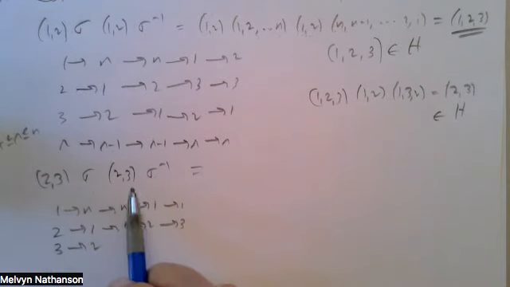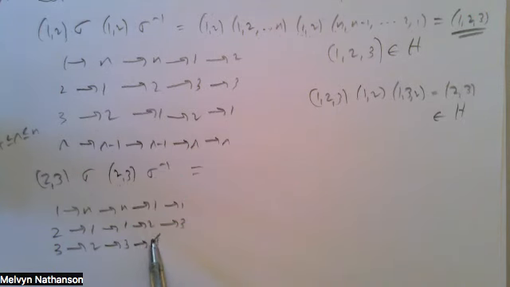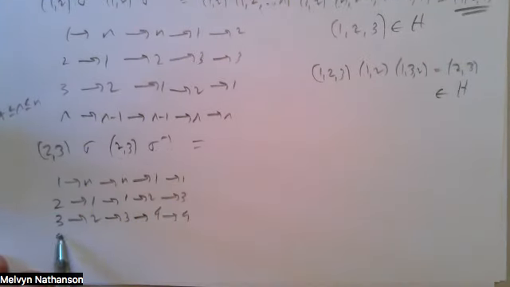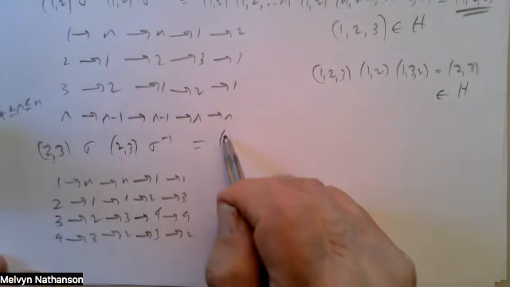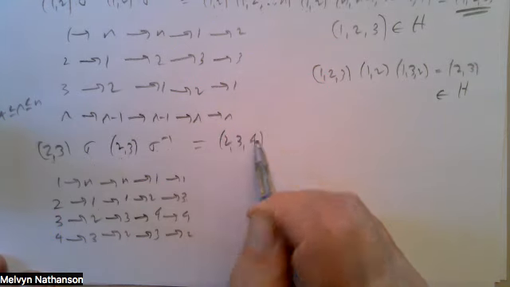3 goes to 2, 2 goes to 3, 3 goes to 4, 4 goes to 4. So 2 goes to 3, 3 goes to 4. What about 4? 4 goes to 3, goes to 2, goes to 3, goes to 2. So here we have a little cycle. 2 goes to 3, goes to 4.